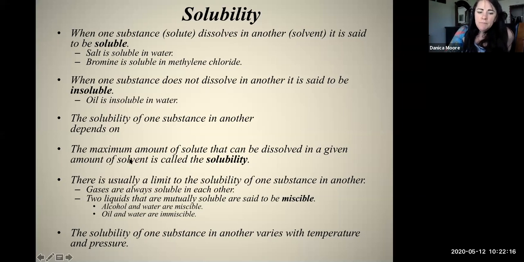So the maximum amount of solute that can be dissolved in a given amount of solvent is called its solubility.